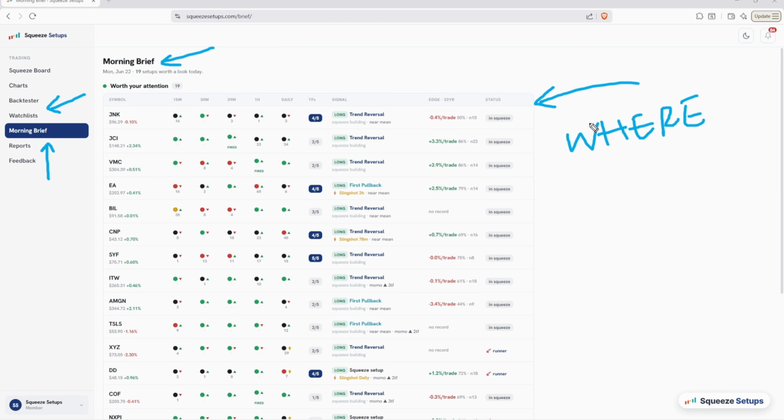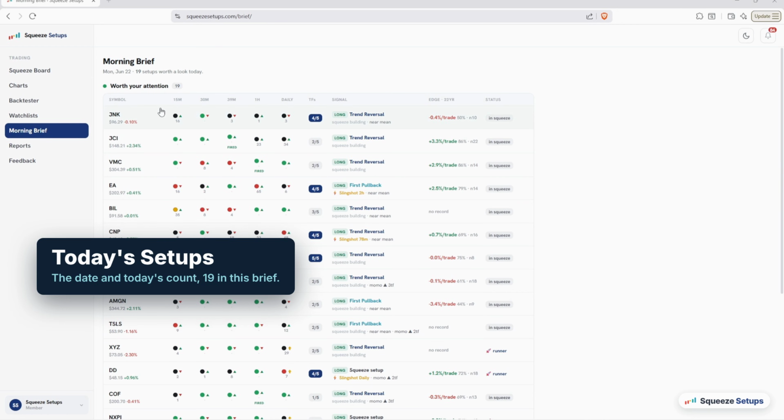This can be really useful, especially if you have a full-time job or something else that requires your focus, or you simply don't want to start looking from scratch every single day. You're maybe a trader who likes to focus in. Well, the morning brief helps give you that focus.